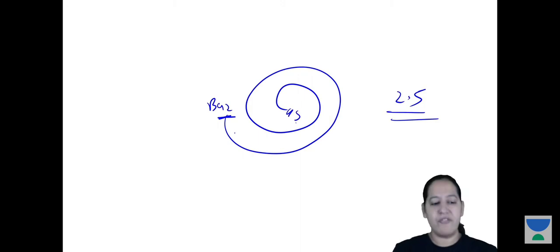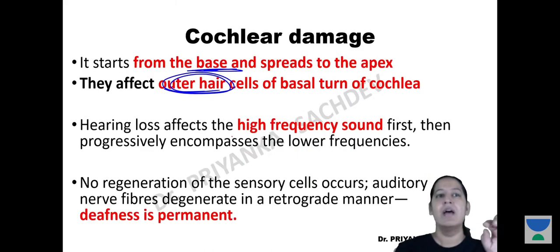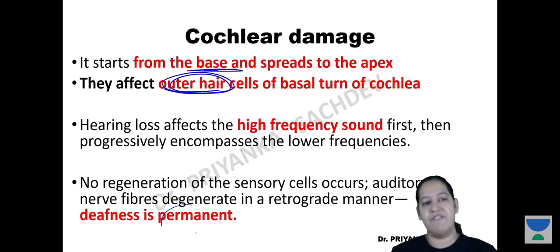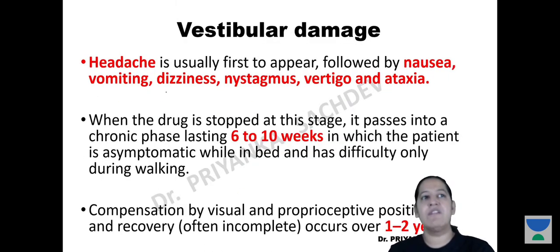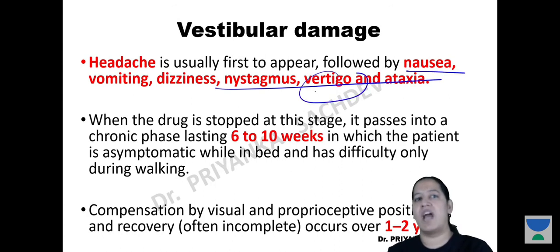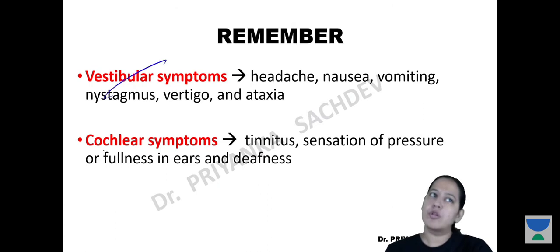The toxicity starts from the base towards the apex. Outer hairs are damaged, to be specific, and the deafness is permanent. Because of vestibular toxicity, there will be headache, dizziness, nausea, vertigo, and it is temporary for 6 to 10 weeks. Give me a thumbs up. So both toxicities are there.